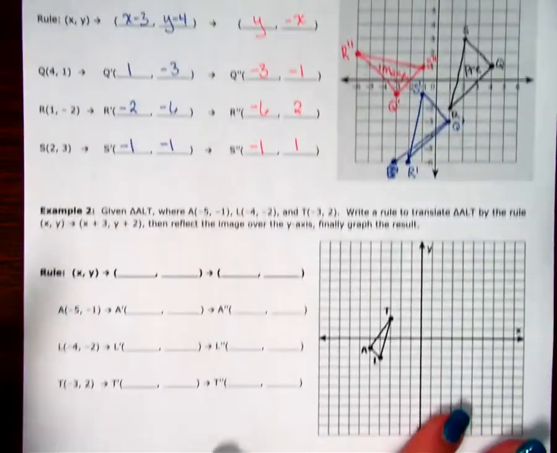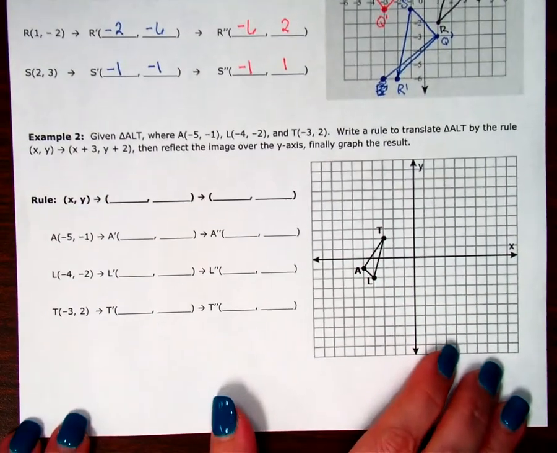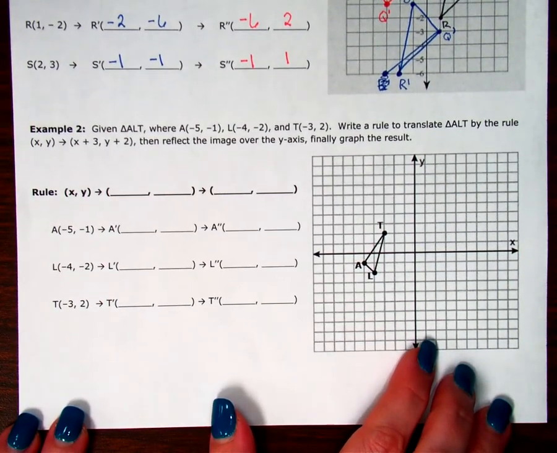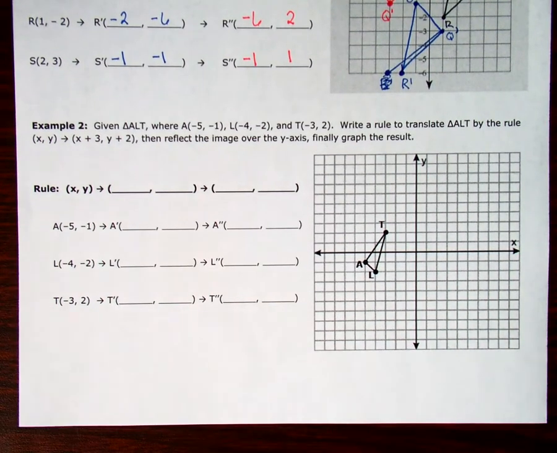Okay. The next example we're going to do, given triangle ALT, where A is at (-5, -1), L is at (-4, -2), and T is at (-3, 2), we're going to write a rule to translate triangle ALT by the rule (x, y) translates to (x + 3, y + 2). Then we're going to reflect the image over the y-axis, and we're going to graph the results.